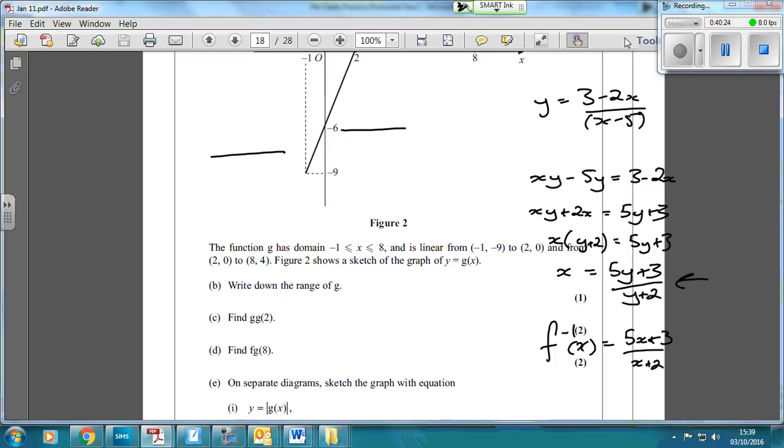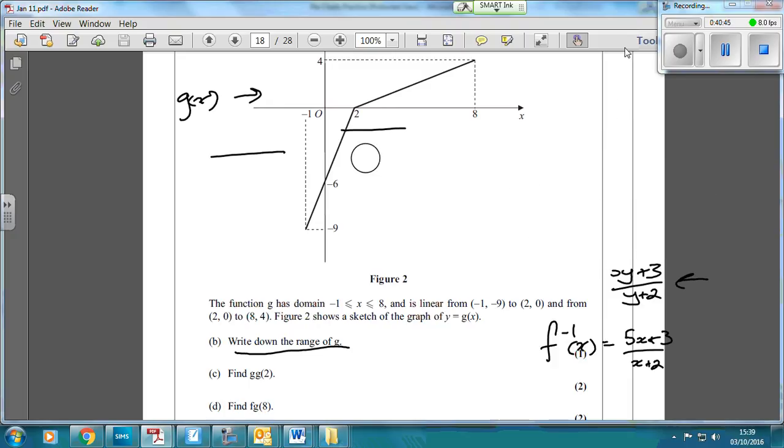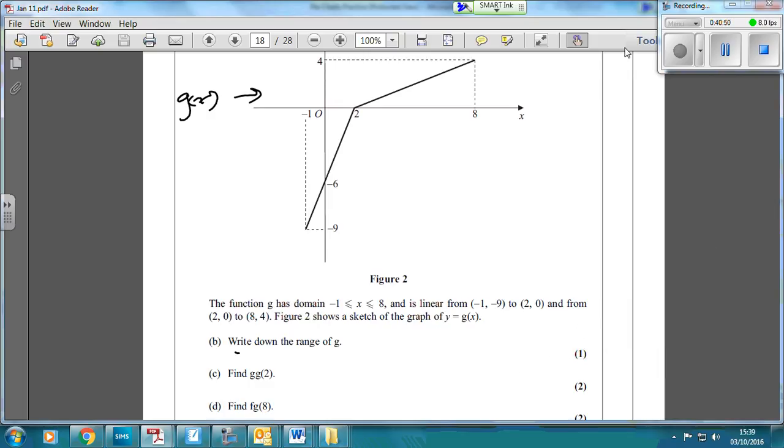So now we've got to write down the, okay, so what we've got here is we've got g of x. And that's this graph here. It says write down the range of g of x. Now range just means all the y values. So we can see the y values here. They start down at -9 and they go up to 4. So we can write down that g of x is less than or equal to 8. It's greater than or equal to -9. Easy.